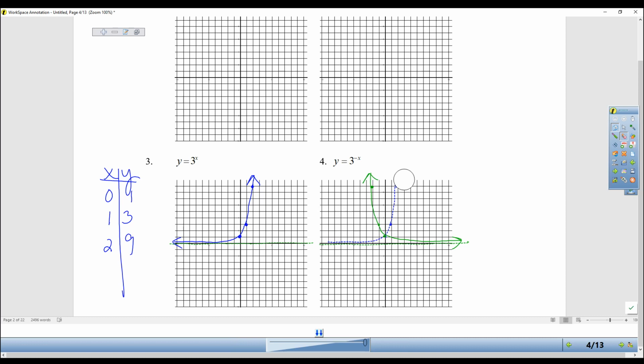If you would like to go back and erase the blue one, you can, but it's not really necessary. I know that that's not your answer if you made it dashed. You can't have two solid ones because then I won't know which one is the answer.